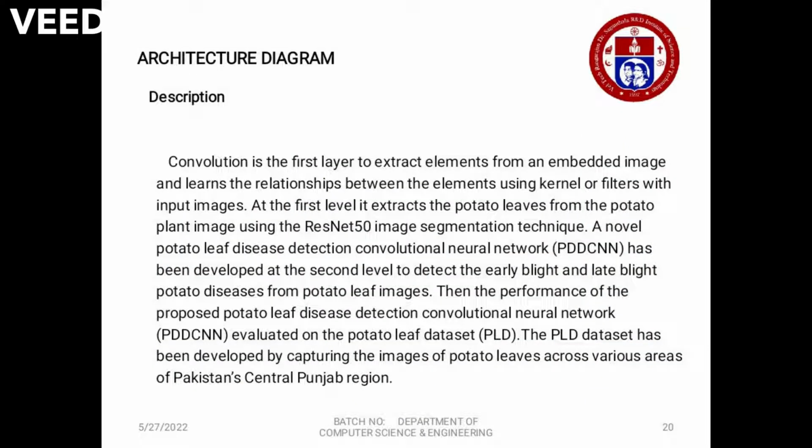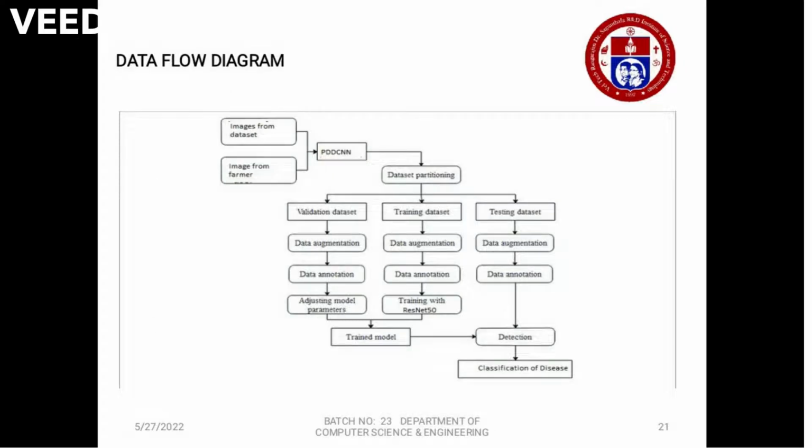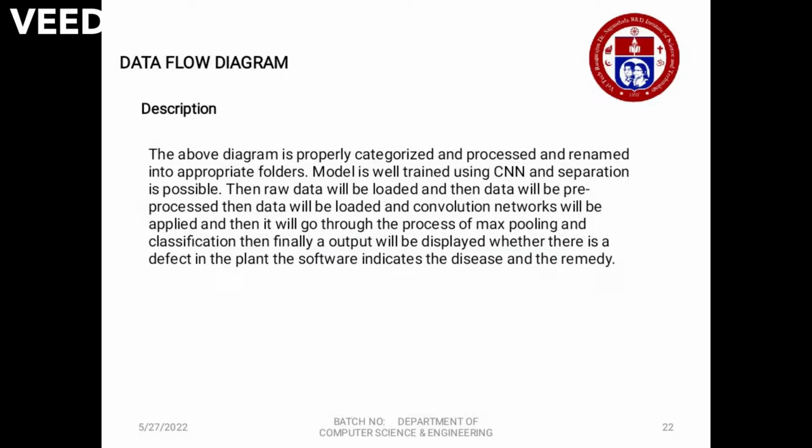And then the performance of the proposed potato leaf disease detection is evaluated on the potato leaf datasets. All of this was developed by capturing images of potato leaves. And then we go to the data flow diagram, in which we categorize and process the data and rename it into appropriate folders. And we display the defective plants, the diseases and remedies.